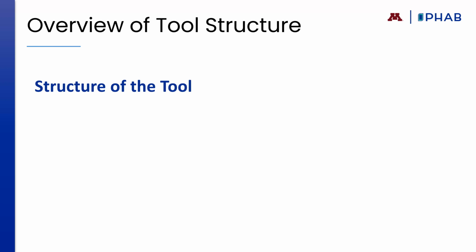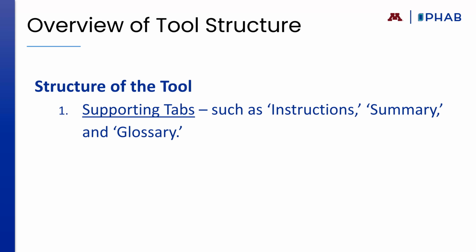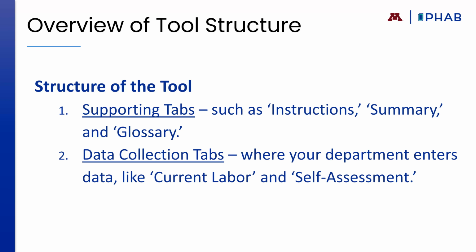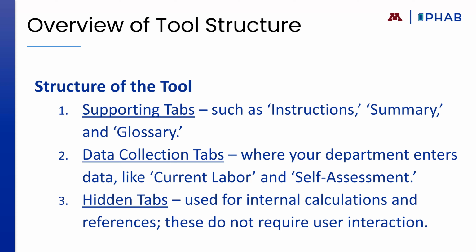The FPHS CCA tool includes 3 types of tabs. First, supporting tabs such as instructions, summary, and glossary. Second, data collection tabs, where your department enters data like current labor and self-assessment. And third, hidden tabs. These are used for internal calculations and references, and these do not require user interaction. In this video, we'll focus on the supporting tabs, especially those that help you interpret and extract your data, as the rest of the videos in this series will assist you with the data collection tabs.